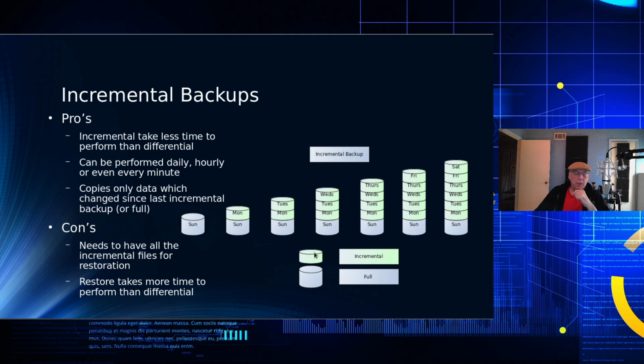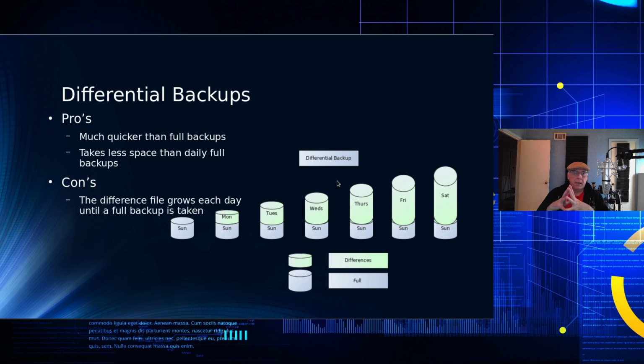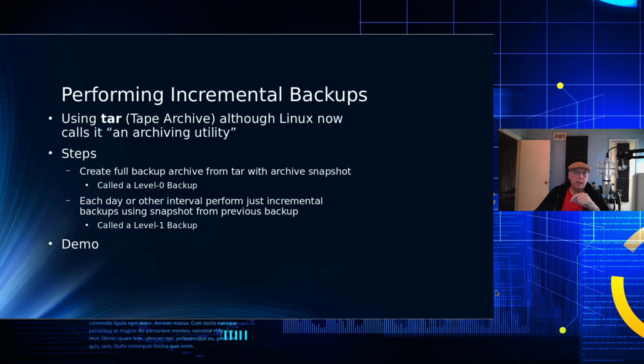Now, one of the other things is differential. The pros of that are, of course, it's faster than a full copy. And it does take less space than a daily full backup, of course. But the differential files grow each day. So, as you can see, Monday's changes are here. Tuesday plus Monday's changes are here. And so forth. Wednesday plus Tuesday plus Monday. I think you get the idea, but in a differential, you don't have to have as many files to track.